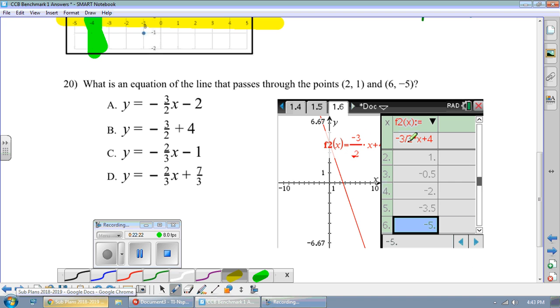So this line right here, y = -3/2 times x plus 4, that's the one that had the points (2, 1) and (6, -5). All of the rest of the other lines, when I tried to put them into the calculator, did not have those 2 points. Has to have both of them in order to be the correct answer.